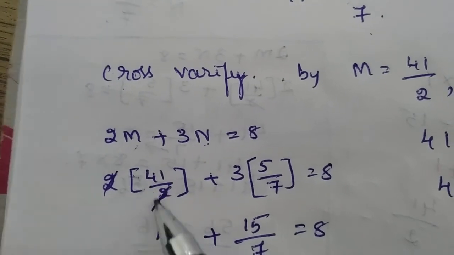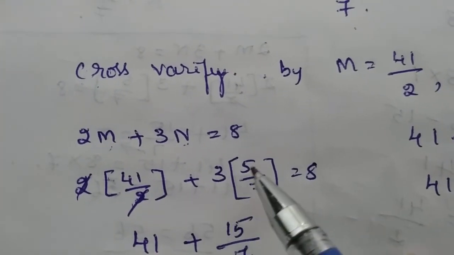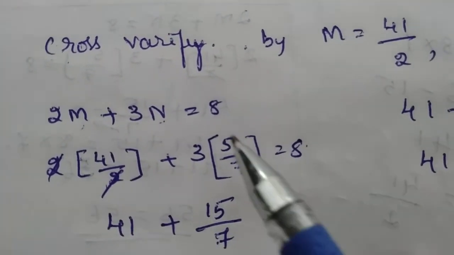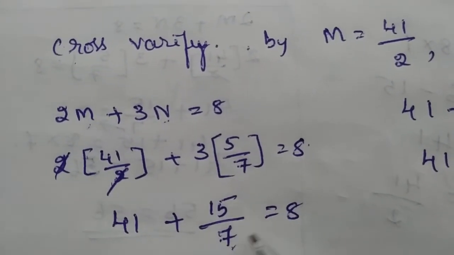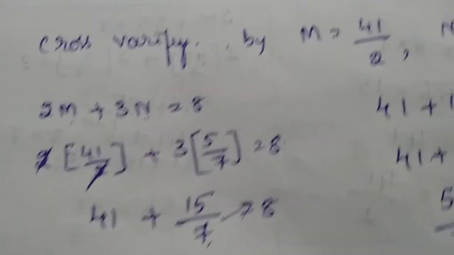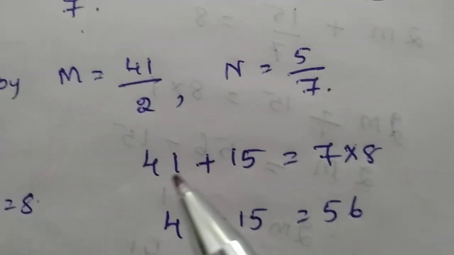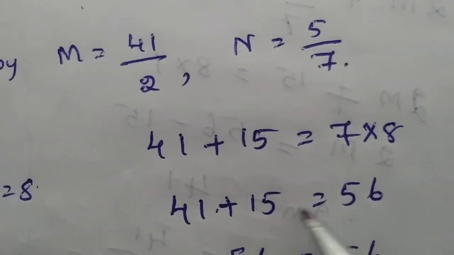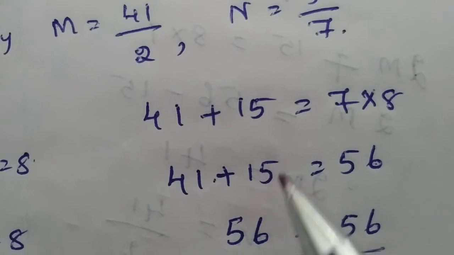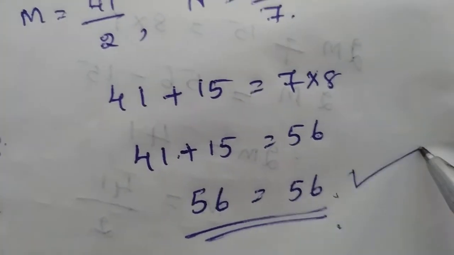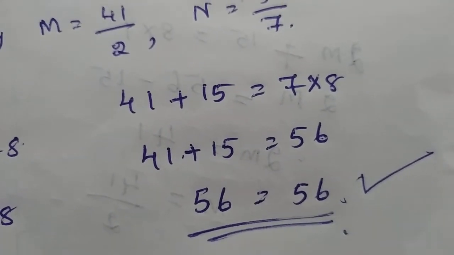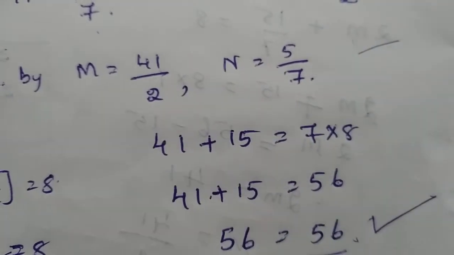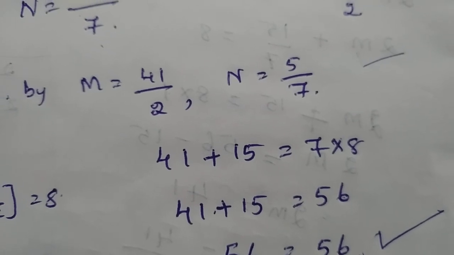41 by 2. So 2 goes away here. Plus 3 into 5 by 7 is equal to 8. Here when 2 goes, 41. Here 3 into 5 is 15 by 7. So again I have cross multiplied. Then 41 plus 15 is equal to 7 into 8. 41 plus 15 is 56, is equal to 56. So our problem that we have solved, the value of m and n is correct. Hope you understood. Thank you.